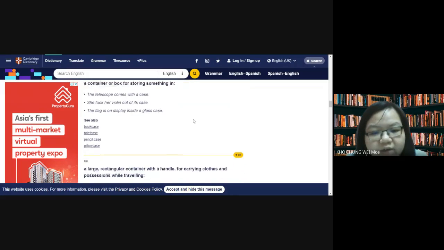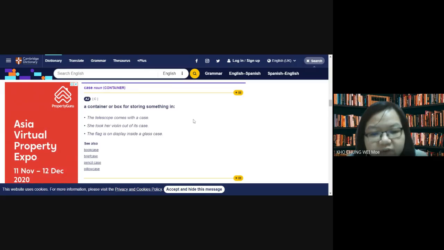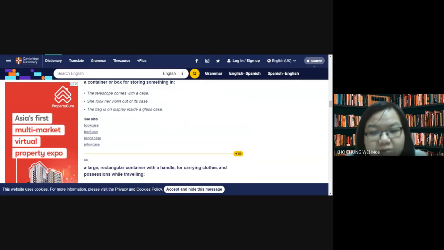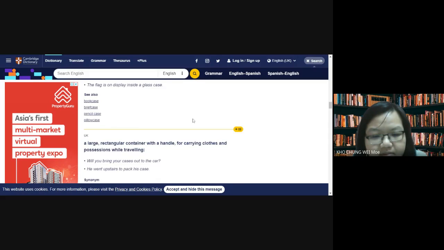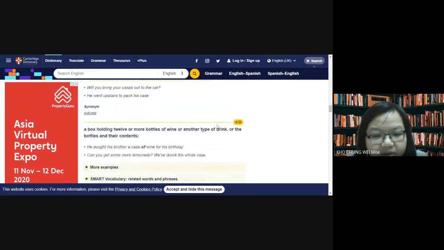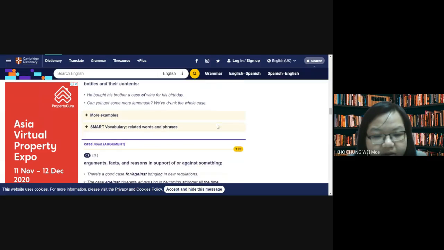Okay, like your phone case, the casing for your phone. Right, it doesn't mean the box where you put your phone inside, but it refers to the outermost layer of your phone, which is the case of the phone. Okay, a rectangular container with a handle for carrying clothes is not what we want as well. A box holding 2 bottles, blah blah blah.